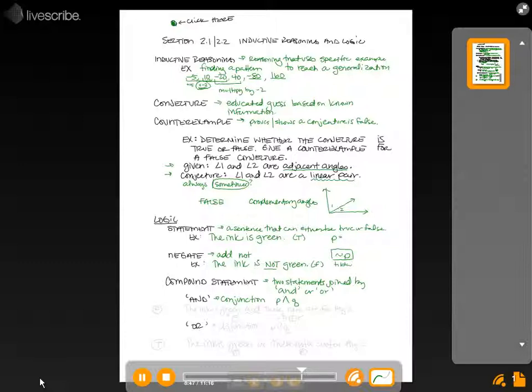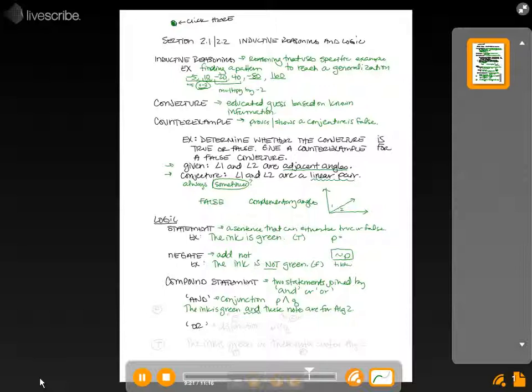And I'll give you an example of one. Let's say the ink is green and these notes are for Algebra 2. Alright? There's two statements there. First one, the ink is green. Second one, these notes are for Algebra 2, and they're joined by and. That makes it a conjunction.